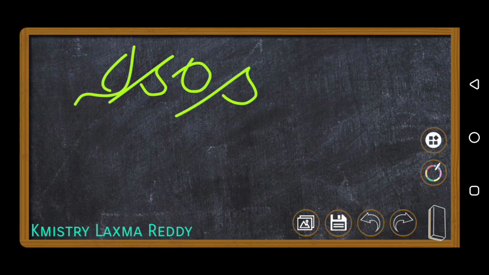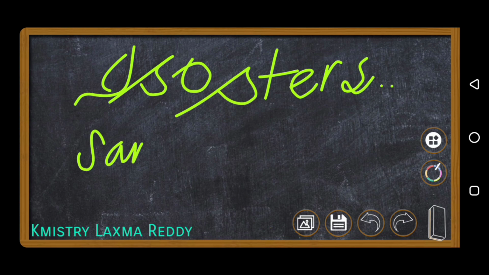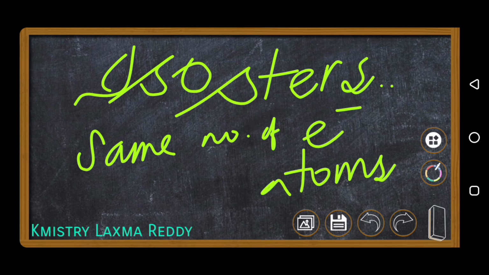Isosters: same number of electrons and same number of atoms. If the electrons number and atoms number is same, then they can be called isosters. Same number of electrons and same number of atoms.